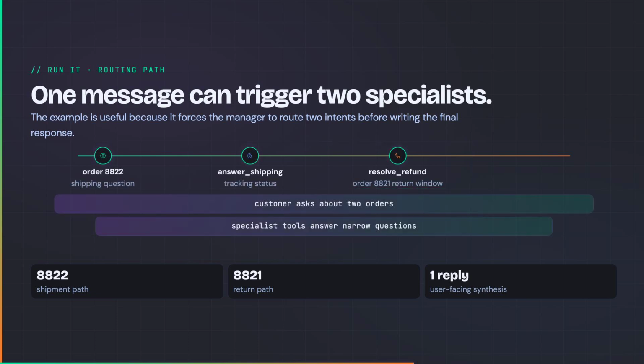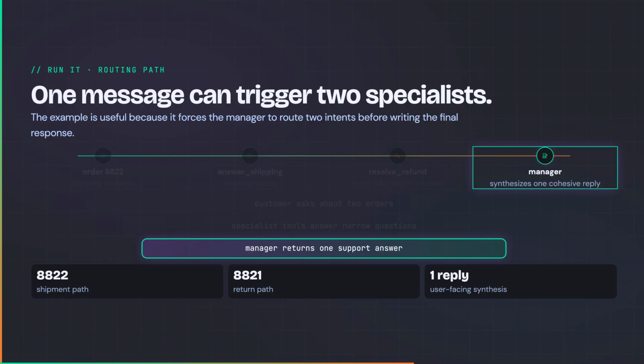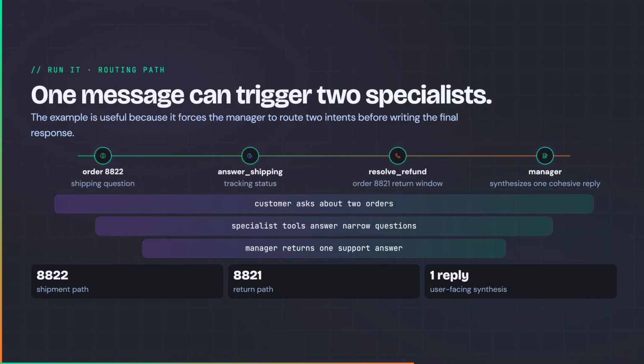The second intent is order 8821. The manager calls resolve_refund to compute the return window answer for that order. Finally, the manager synthesizes one cohesive reply. That is the manager pattern's promise: multiple expert results, one support response.